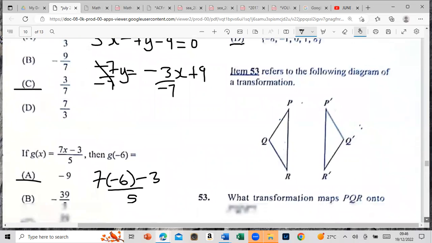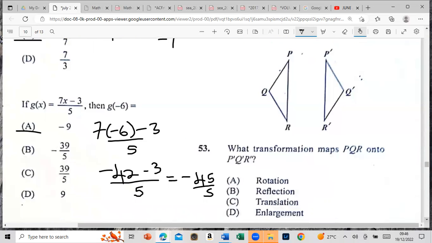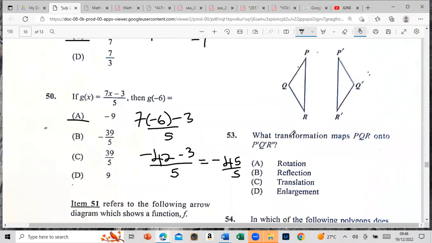Let me show you 53 now, and you guys do this one. What transformation maps PQR onto P'Q'R'? Is it a rotation, a reflection, or an enlargement?